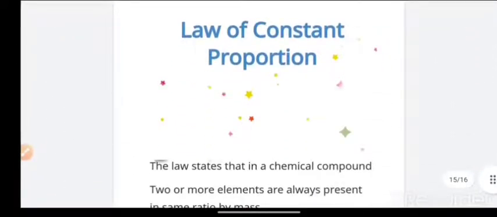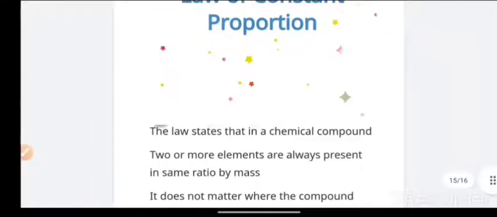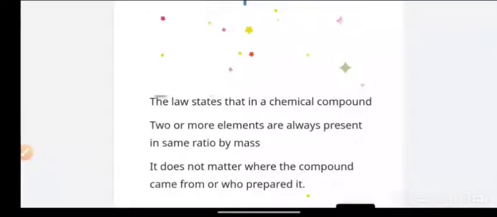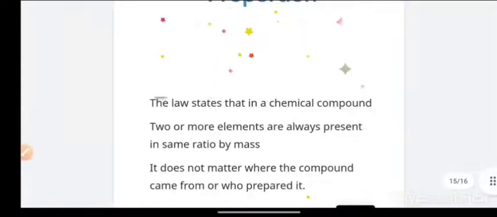Next one is the law of constant proportion. What is the law of constant proportion? This law states that in a chemical compound, two or more elements are always present in the same ratio by mass. That means when two elements combine to form a chemical compound, their ratio always remains the same. It does not matter where the compound came from or who prepared it. It only depends on their ratios.